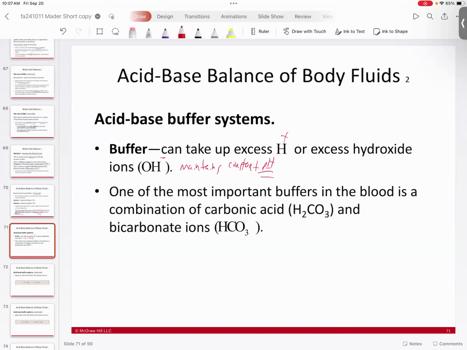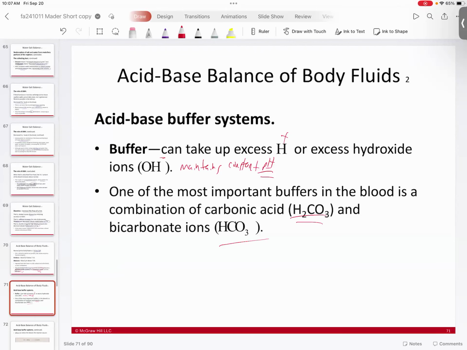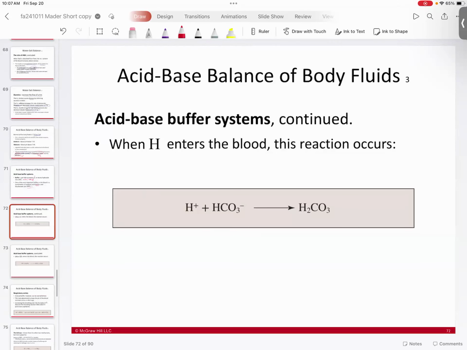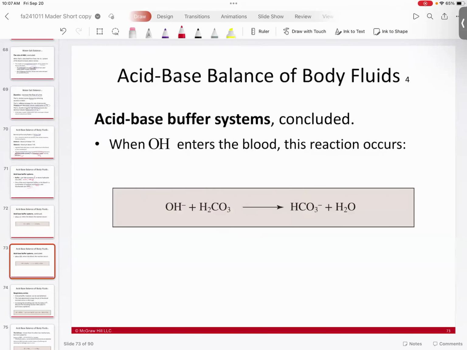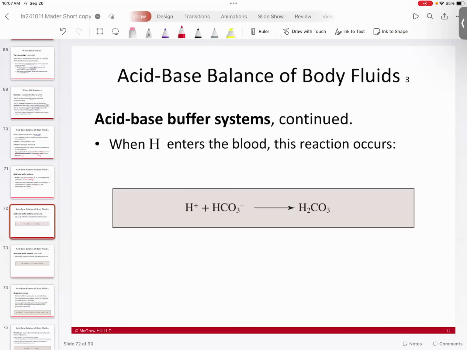So one of the most important buffers is our carbonate buffer system, which I think we're going to be seeing here in just a second. So here it is. Ultimately, what's going to happen in our acid-base buffer system, and I think we saw this earlier on, right? You basically take water with CO2. We saw this in the respiratory chapter, just to remind you. And that's going to make carbonic acid, which will then dissociate into hydrogen ion plus bicarb.